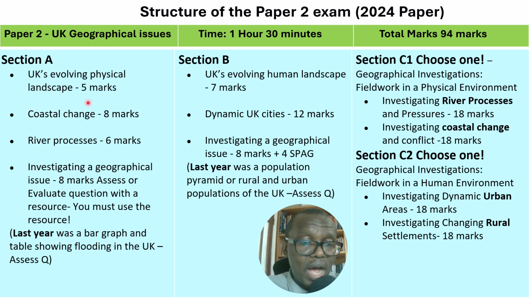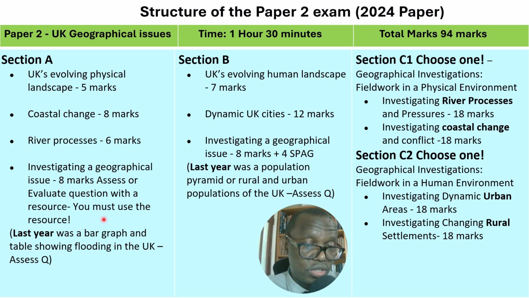And it's going to have 4 different sections, and in the first section it will just be general questions on the UK's evolving landscape, and those will be worth 5 marks. Well, they were last year. And then coastal change will be the next section, and that will be worth 8 marks. Then rivers and the river processes will be 6 marks.